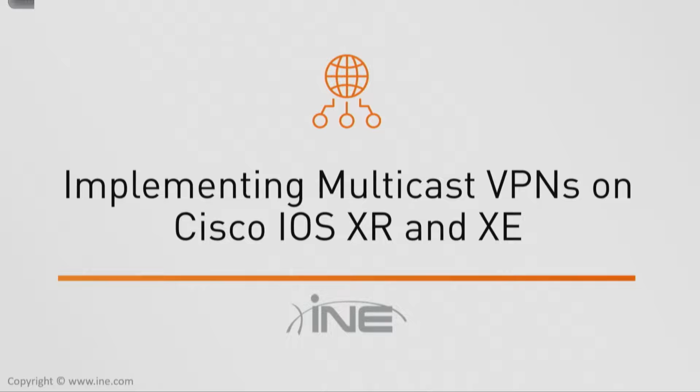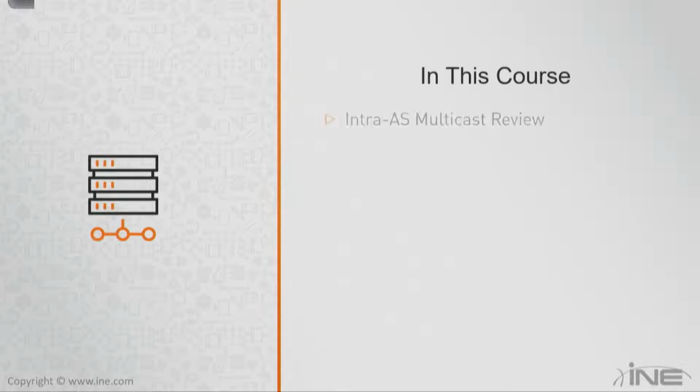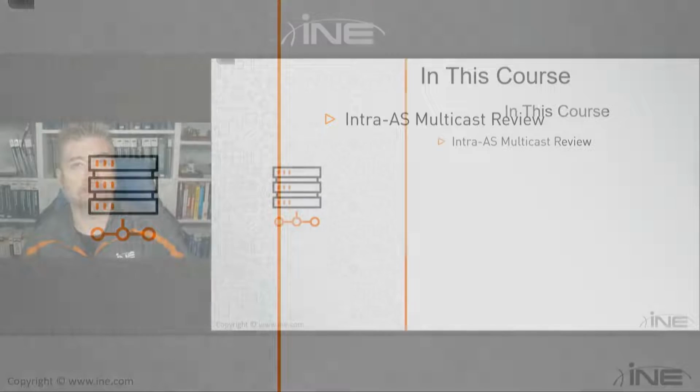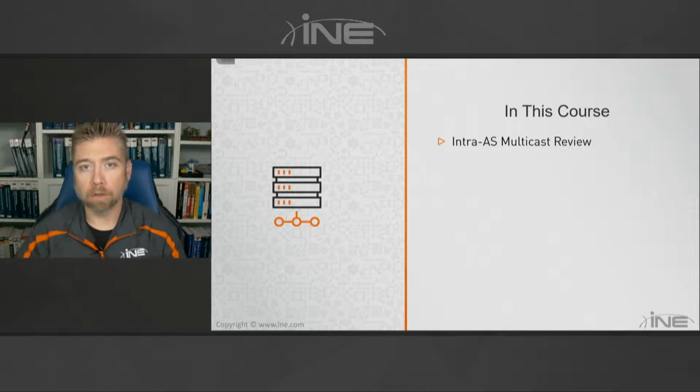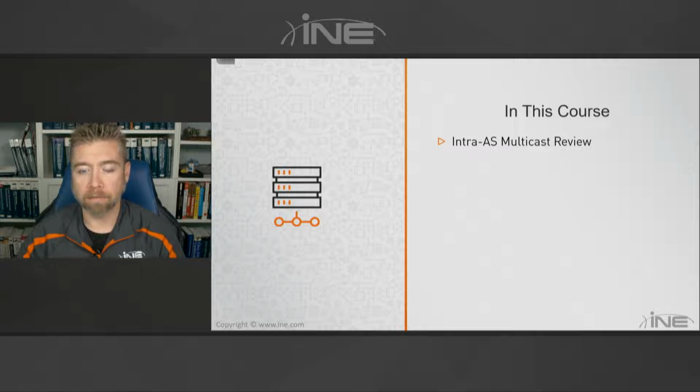First and foremost, I want to talk about what we're going to be covering in this course, and it's mainly going to be two main components. First of which is going to be a review of intra-AS multicast. So we'll talk about sparse mode multicast, source-specific multicast, bidirectional PIM, and then we'll look at functionally what's going on in terms of the configuration and also behind the scenes. We're going to be spending a lot of time looking at packet captures in this particular course.